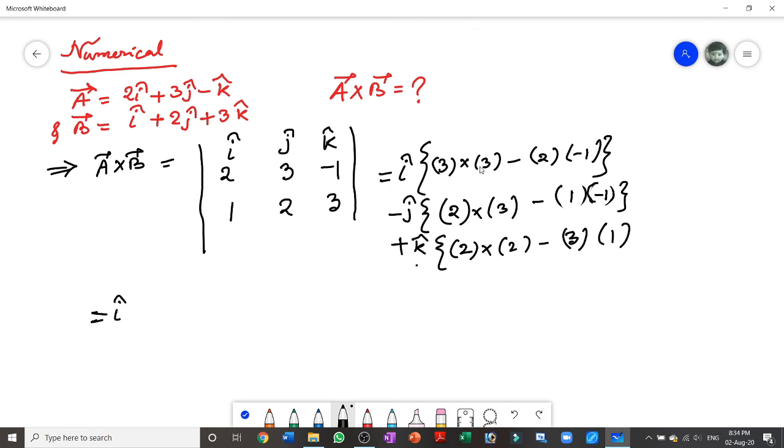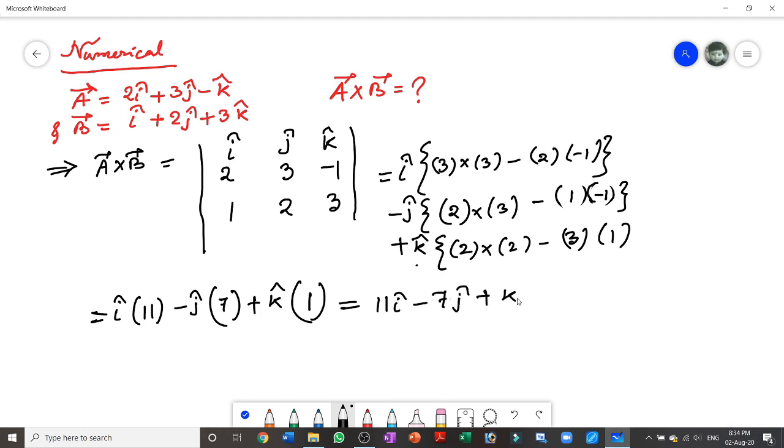Now just calculate their values. That is 9 plus 2, it will be 11. Minus j cap, 6 plus 1, that is 7, plus k cap, 4 minus 3, that is 1. So the value will be 11 i cap minus 7 j cap plus k cap. So this is our answer. You can see it is very easy to calculate the cross product of any vectors.